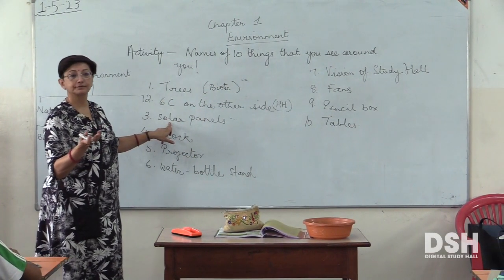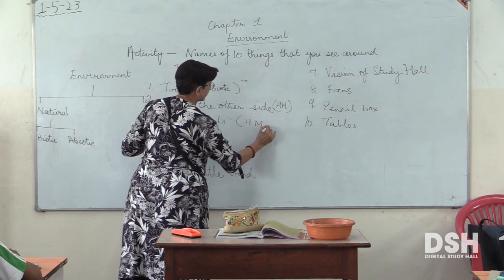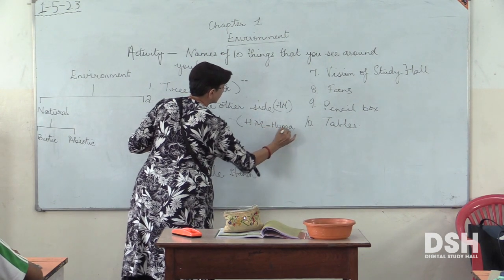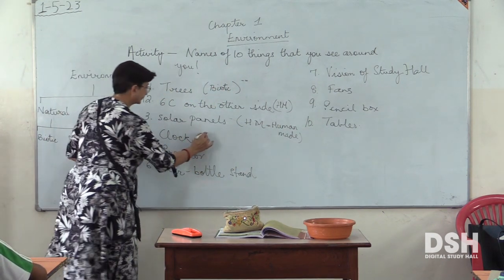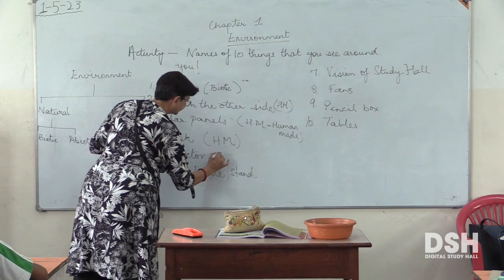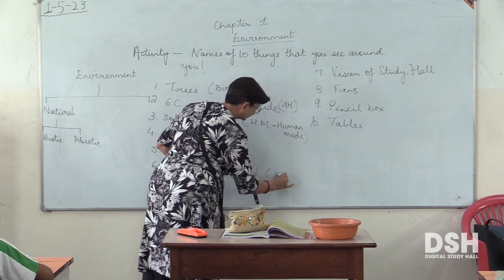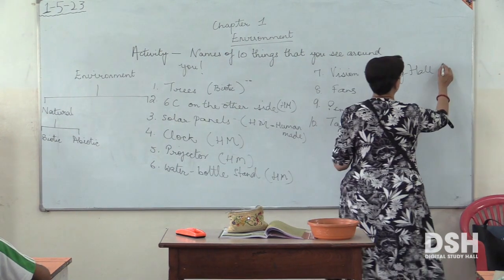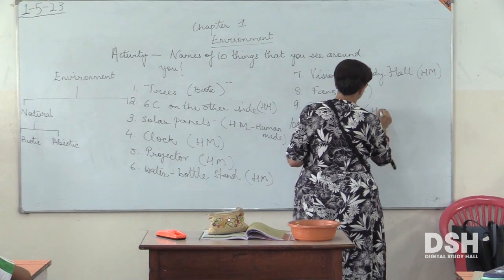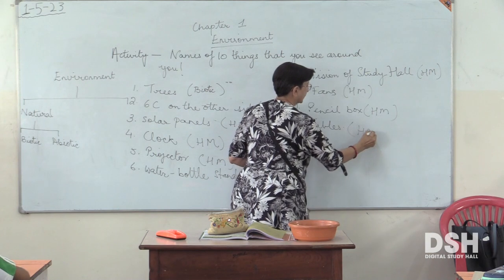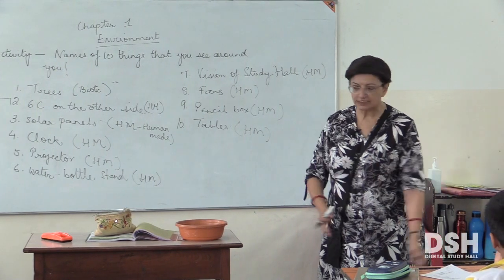Solar panels? HM, human-made. I'll write it also in case you get confused. All right. Clock? HM. Projector? Water bottle stand? Okay. Vision of study hall? Fans? Pencil box? Tables? Now, according to this chart, you have two types of environment because this is what is surrounding you.